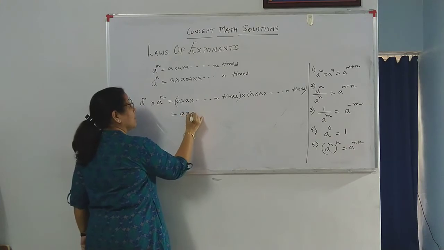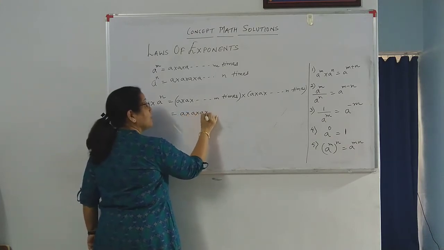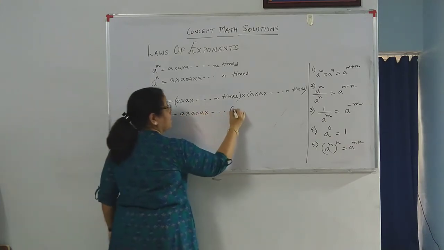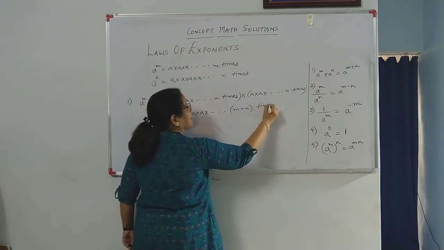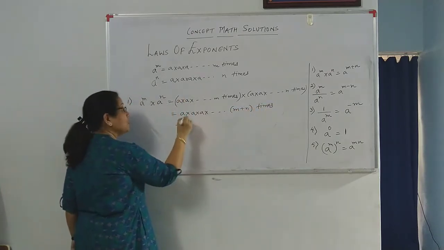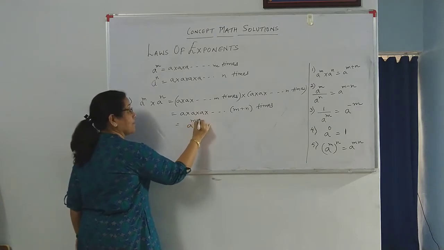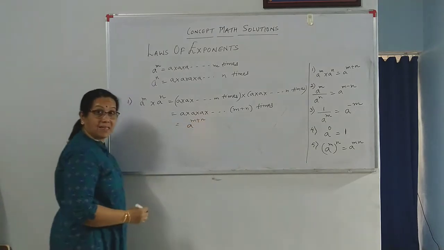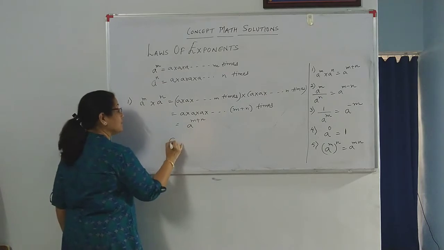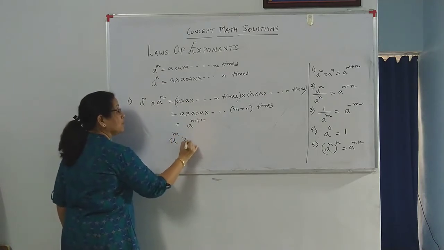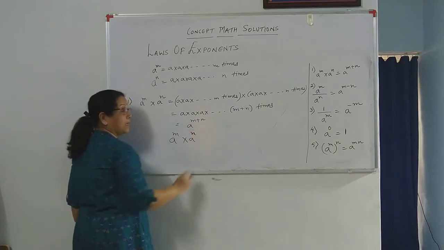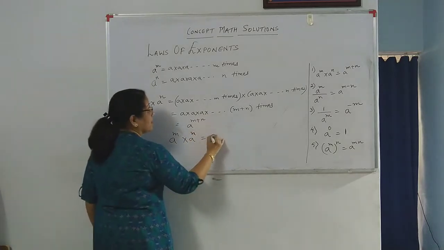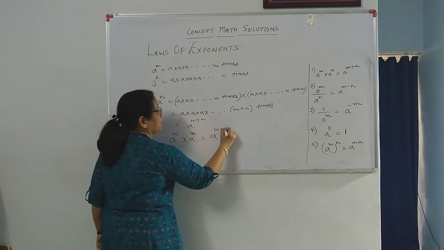So a into a, how many times do you have? m plus n times, right? That is, we have the exponential form for this as a to the power m plus n. That gives us the first law, product of equal bases: a to the power m into a to the power n gives you a to the power m plus n.